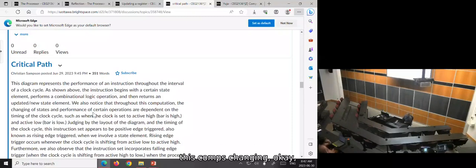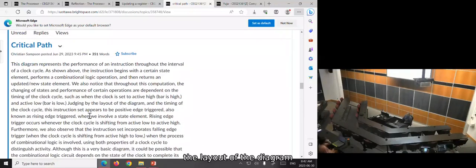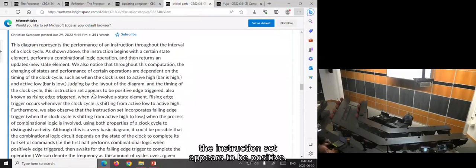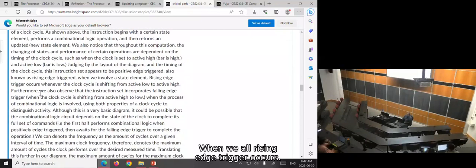Throughout this computation, the changing of states happens when the clock is active. Judging by the layout of the diagram and the timing of the clock cycle, this instruction set appears to be positive edge triggered, also known as rising edge. Rising edge trigger occurs, okay, furthermore, set operation falling edge.